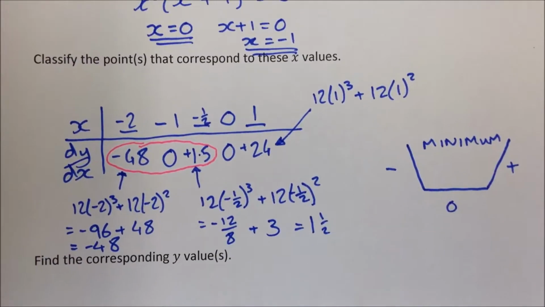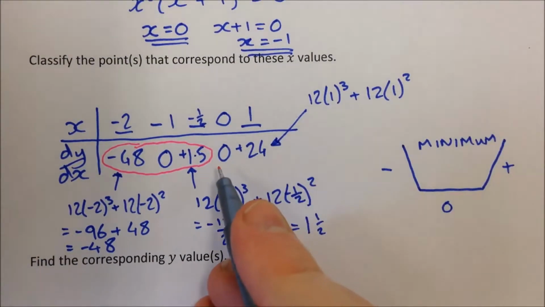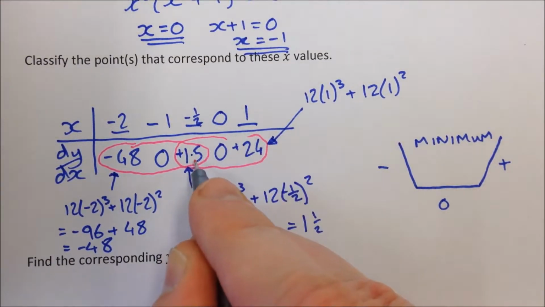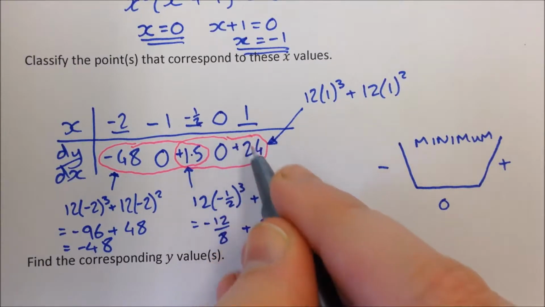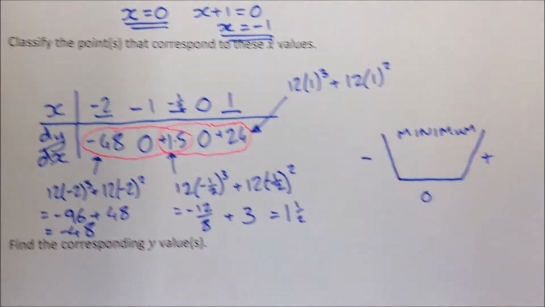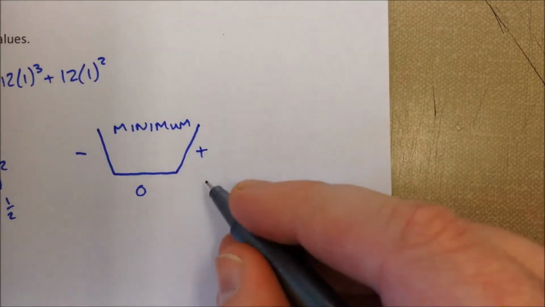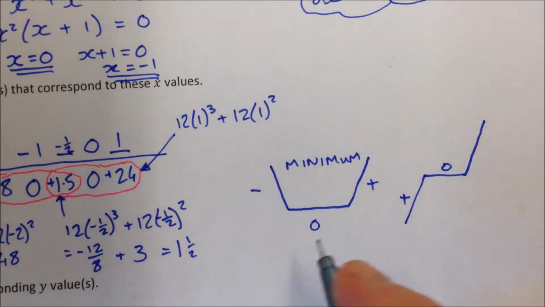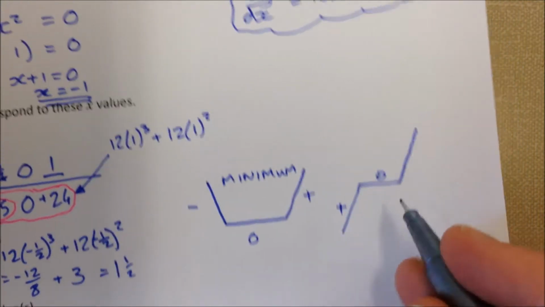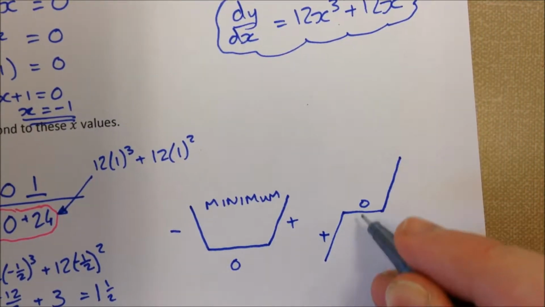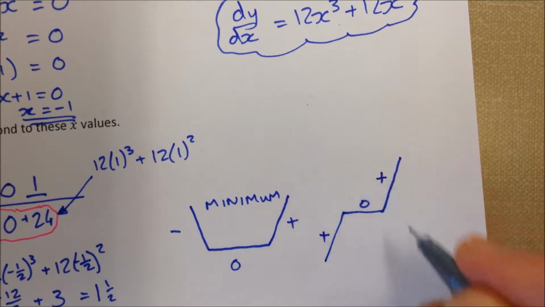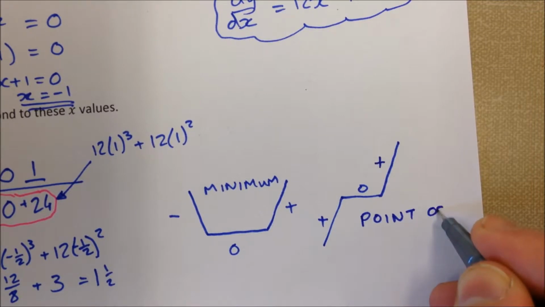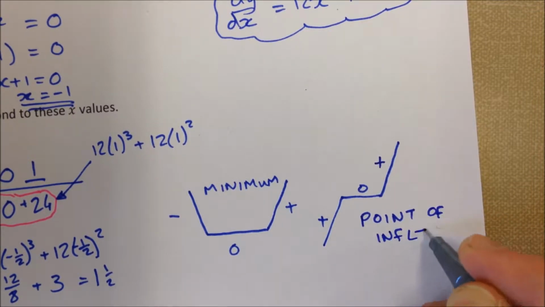Go back here, and then we look at our second stationary point, that's this thing here, and we look at the surrounding points. And notice this point is used in both. So we've got positive, 0, positive. Positive goes up and to the right, like that. So we've got positive, 0, positive. So this means that this is a point of inflection.